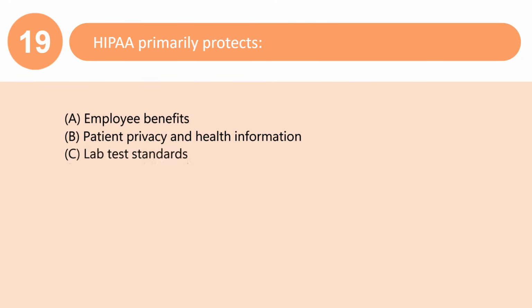HIPAA primarily protects A. Employee benefits. B. Patient privacy and health information. C. Lab test standards.